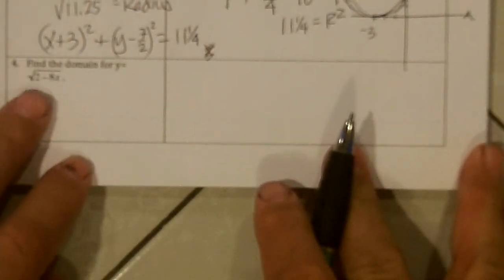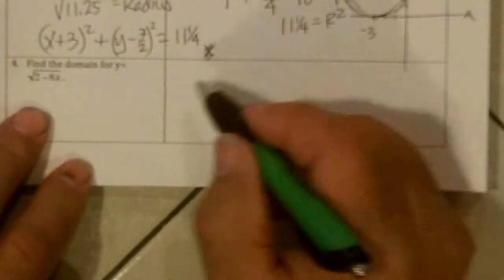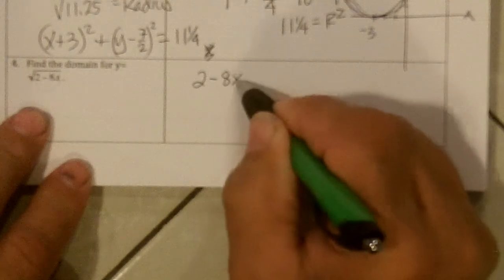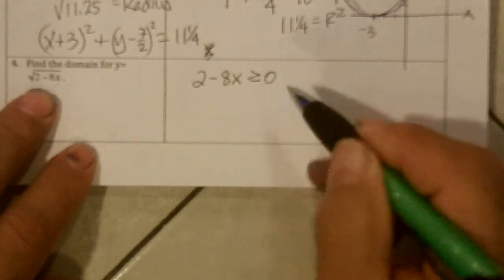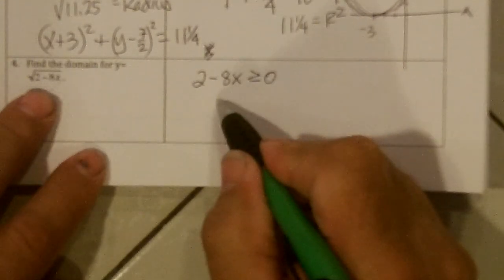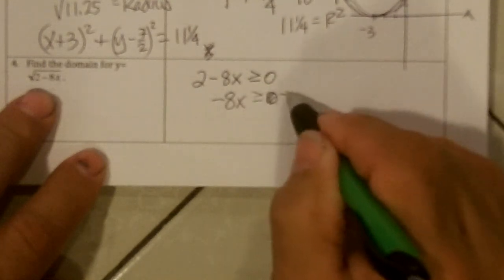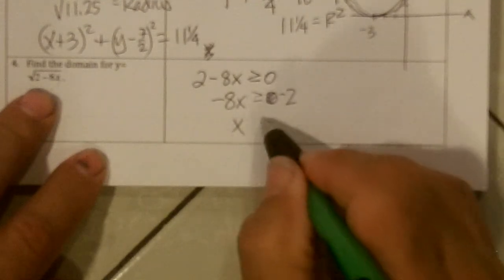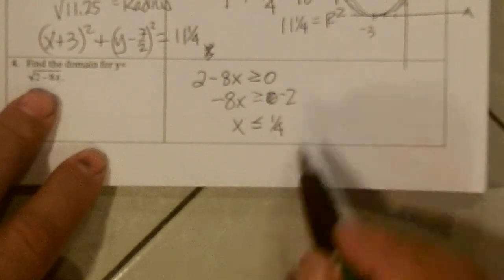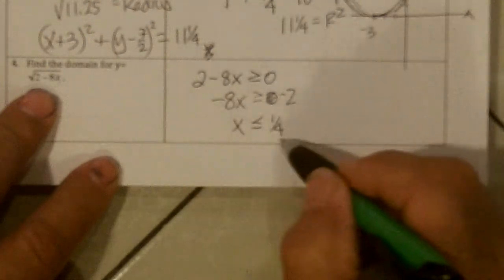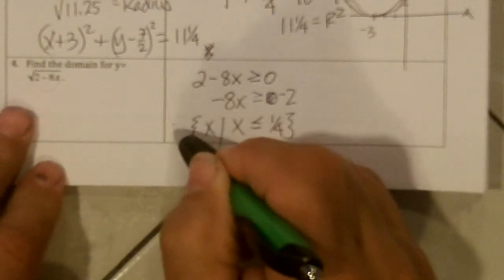Okay, domain for this. If y equals this, then the stuff inside, 2 minus 8x, square root, you don't take the square root of a negative, so that's got to be greater than or equal to 0. So we subtract 2 from both sides, and we get negative 8x is greater than or equal to negative 2. We divide by negative 8, and we get x is less than or equal to 1/4. Flipping the sign because we're dividing by a negative. So easiest just to do this. That would be the domain.